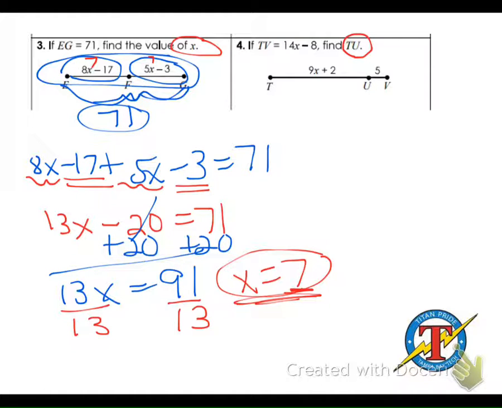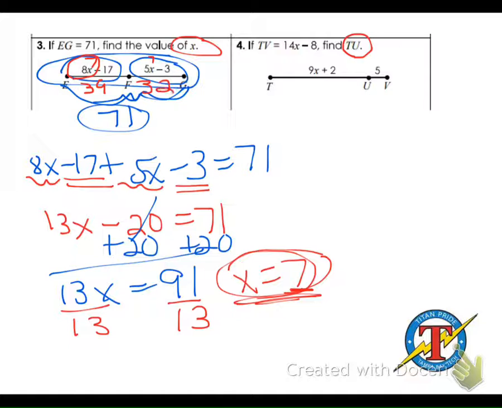So real quick, with a calculator or in your head, just do 8 times 7, your answer, which is 56, minus 17. And what that gives you is the length of segment EF, which is 39. Okay, now that's not necessarily checking it yet, but it will. Let's plug in the x of 7 into the other segment. 5 times 7 is 35, minus 3, you'd get 32.